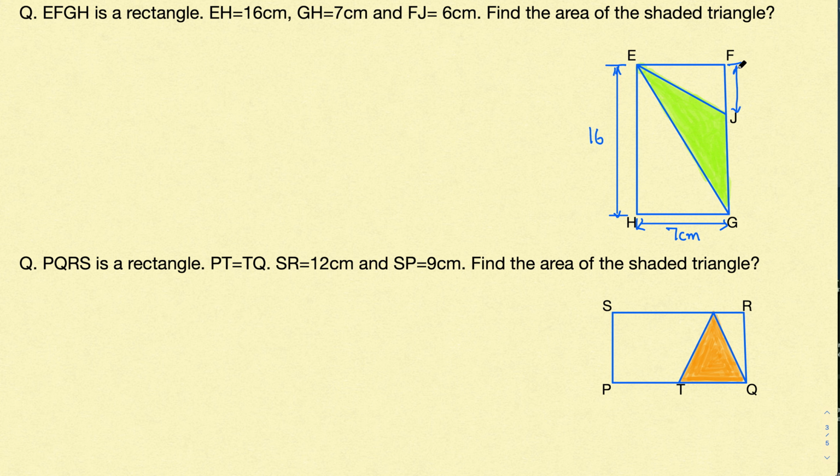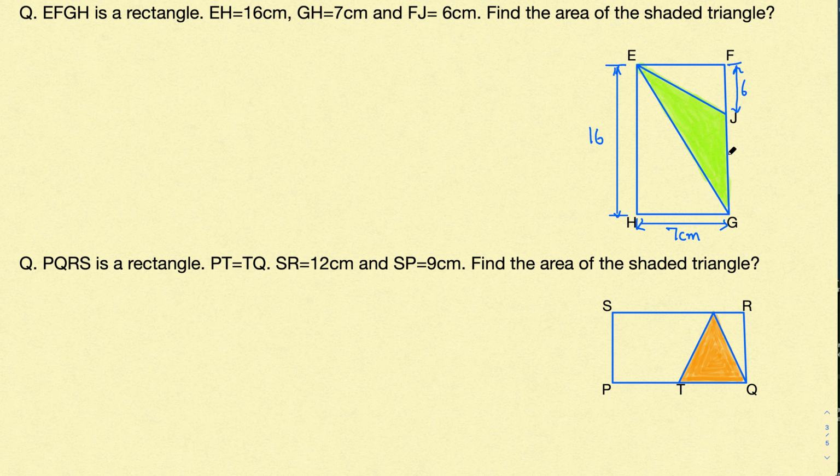Okay. And then we have to find the area of the shaded triangle. So we have to find the area of EJG. Okay, so EJG is our shaded area, the shaded triangle. So we have to find the area of this triangle. Now in order to find the area of the triangle, we need to know what is its base and what is its height, because the area of the triangle is equal to half times base times height, right?